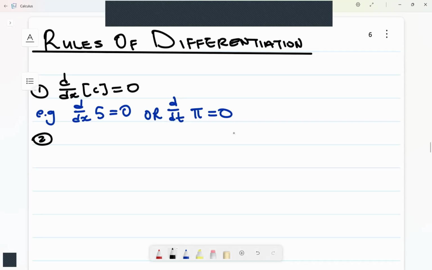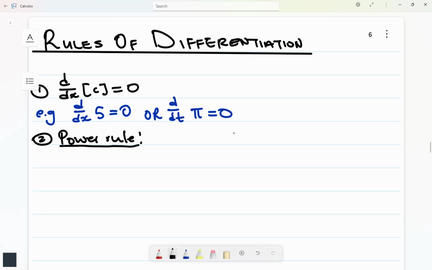The second one, it is now the power rule. Power rule. This one, you're going to be using it most of the time. These two, basically. Okay. Now, let's say now we have d/dx of x to the power of n.